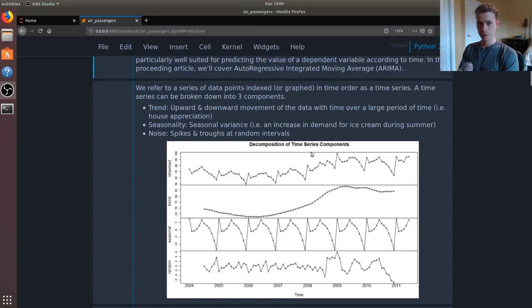Seasonality refers to the fluctuation of demand in relation to seasons. A common example of that would be ice cream during the summer, right? Ice cream is more popular in the summer than the winter. And lastly, we have noise, which is just random spikes.